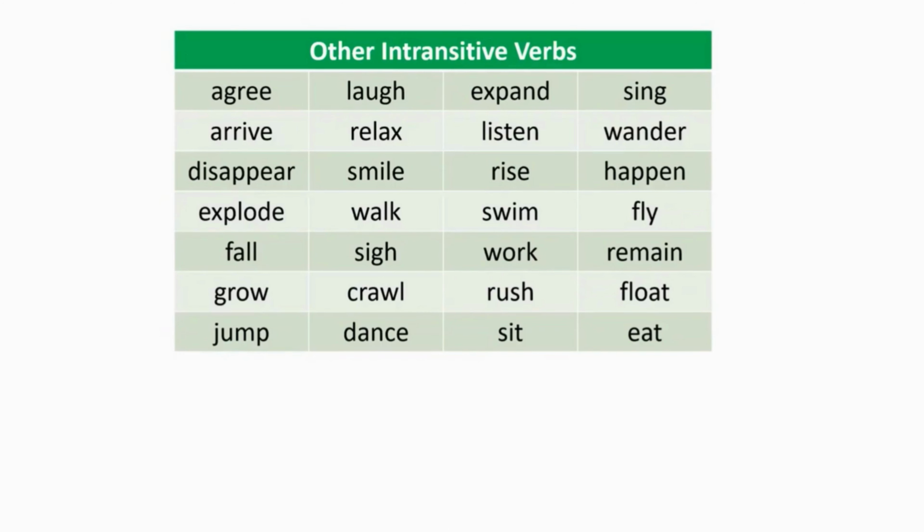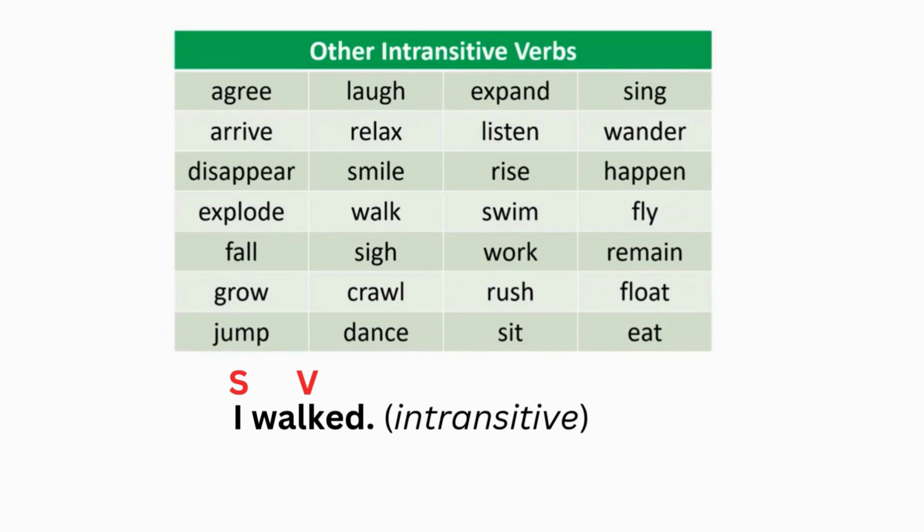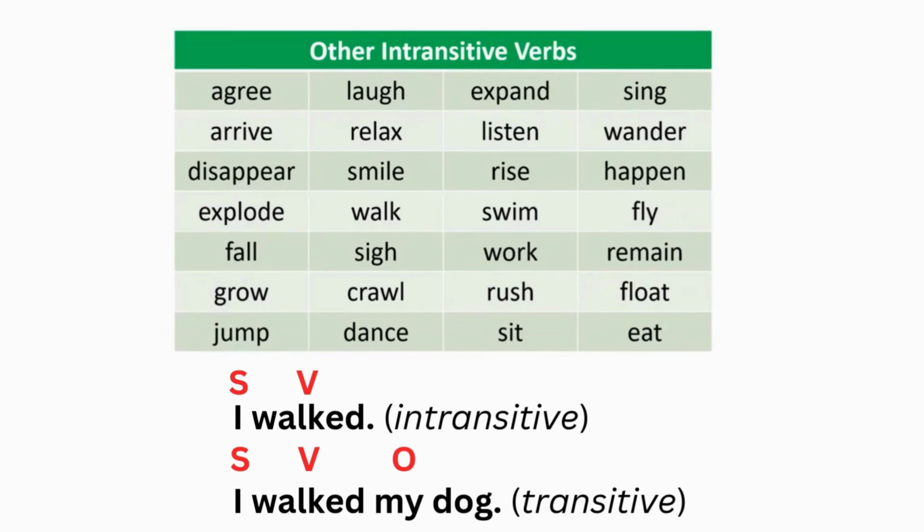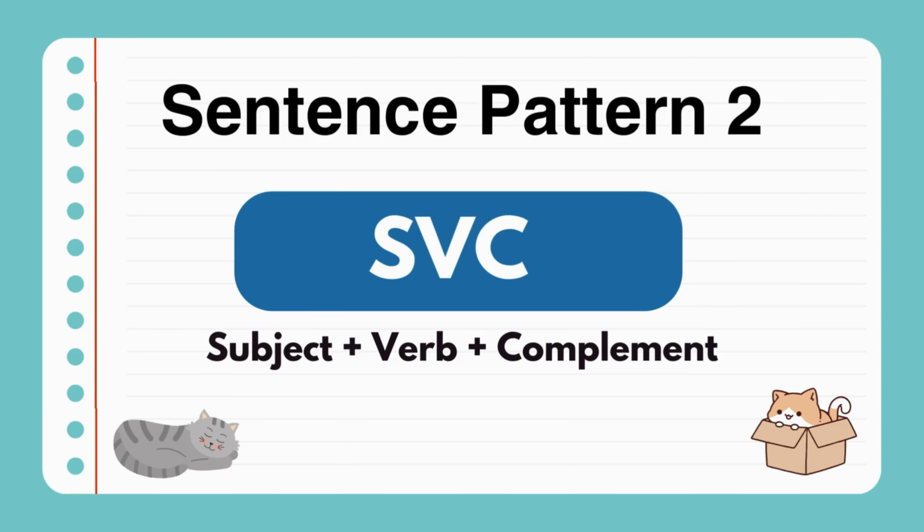Other examples of intransitive verbs are shown here, and you'll note that many of these verbs can perform multiple functions. For example, the verb walk can be intransitive in the sentence walked, or it can be transitive in I walked my dog. Now, before going on to SVO, let's look at another sentence pattern. Subject verb complement.